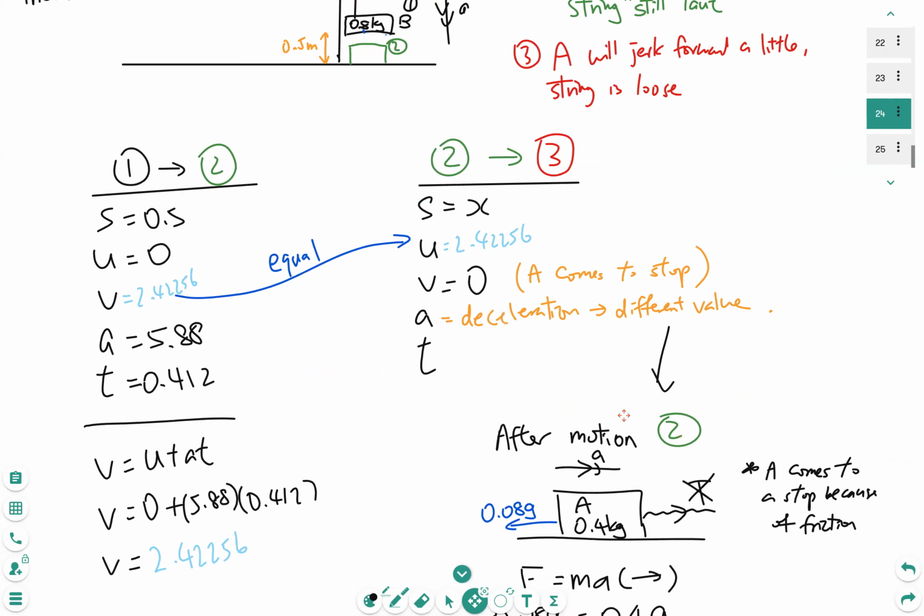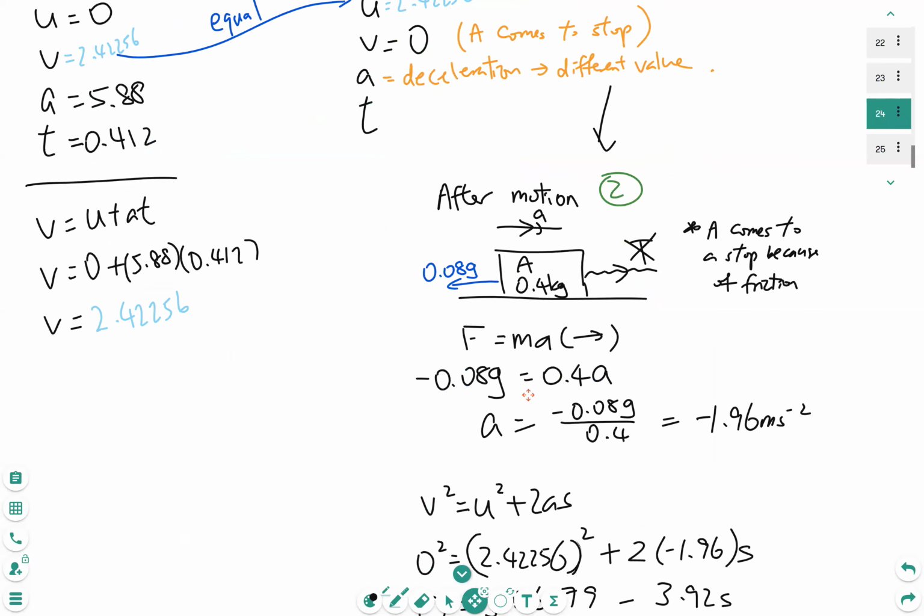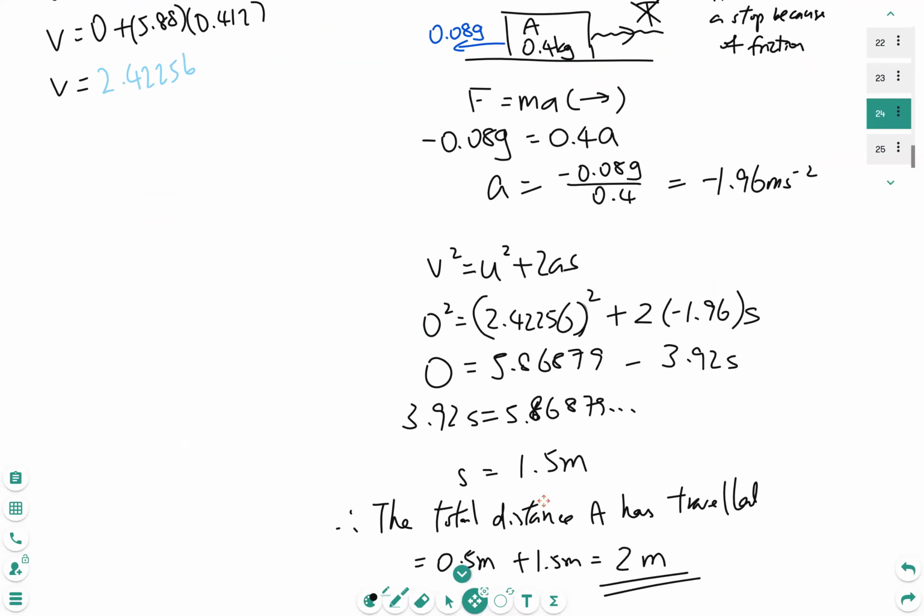So I draw another diagram of particle A after motion 2, where there's no more tension because the string is loose. So what's stopping A is just the friction. F equals ma going to the right because particle A is moving to the right. So negative 0.08g equals the mass 0.4 times A. Once you have the new value of A, you can use it in CVAR to work out S.